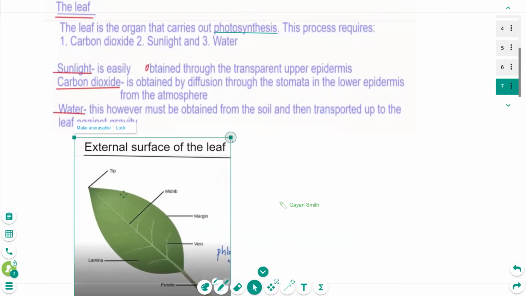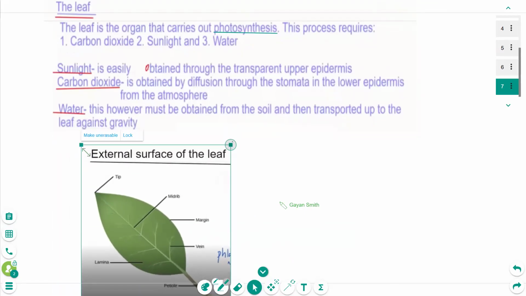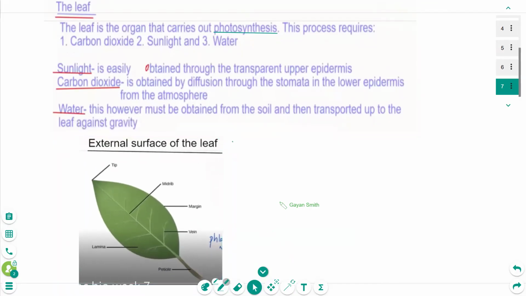If you look at the external surface of a leaf, guys, you can see the tip of the leaf right there. Then there's a central vein in the leaf known as the midrib. The external margin of the leaf is there. And then we have smaller veins. The leaf blade itself is known as a lamina. And the stalk that connects the leaf to the plant is known as a petiole. You need to be aware of it, but I'm not going to force you to draw that. What I need you to know is the internal diagram of the leaf.